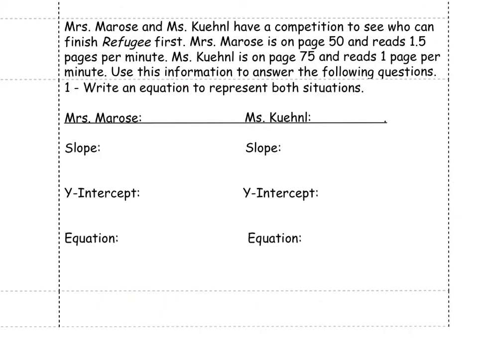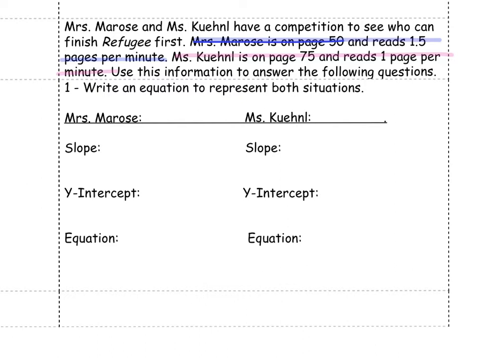The next problem says, Mrs. Morose and Miss Kennel have a competition to see who can finish reading Refugee first. Mrs. Morose is on page 50 and reads 1.5 pages per minute. Miss Kennel is on page 75 and reads 1 page per minute. Use this information to answer the following questions.